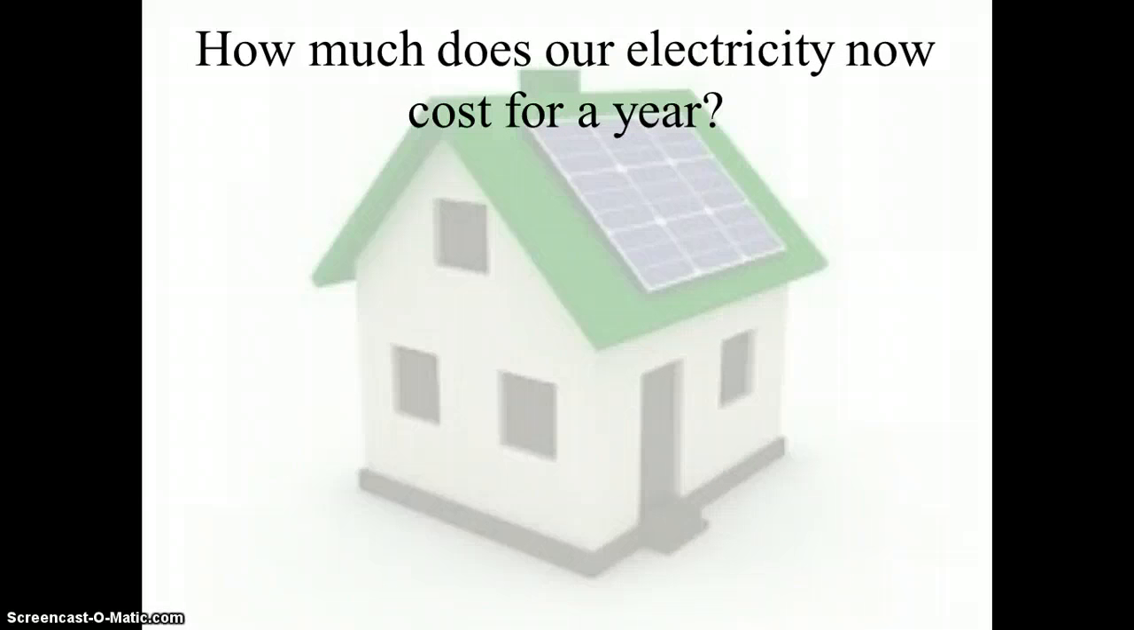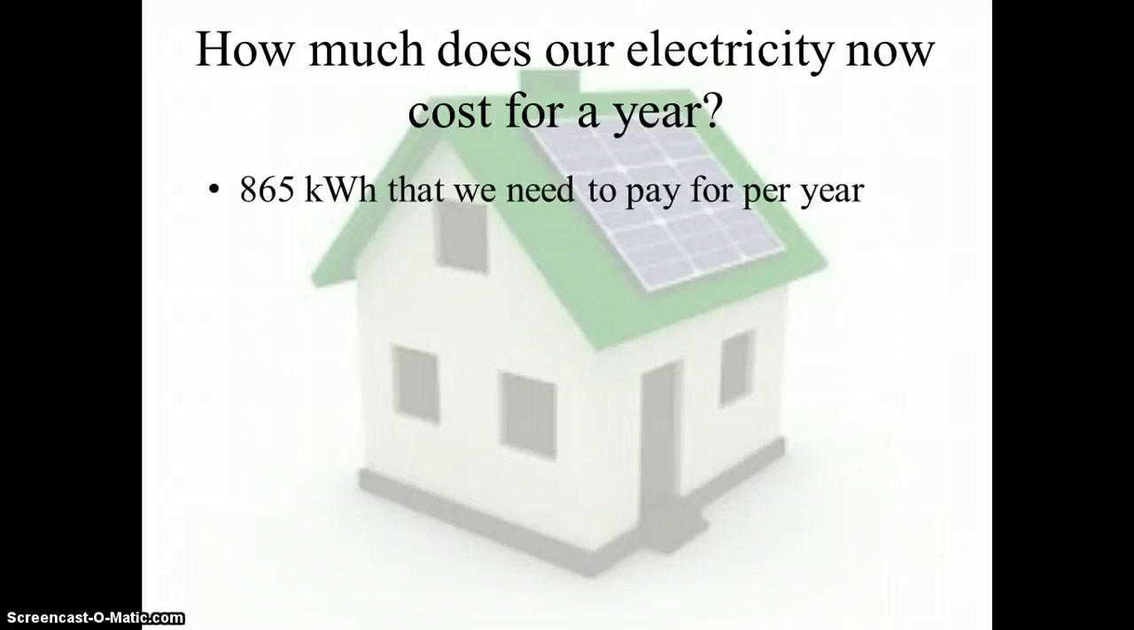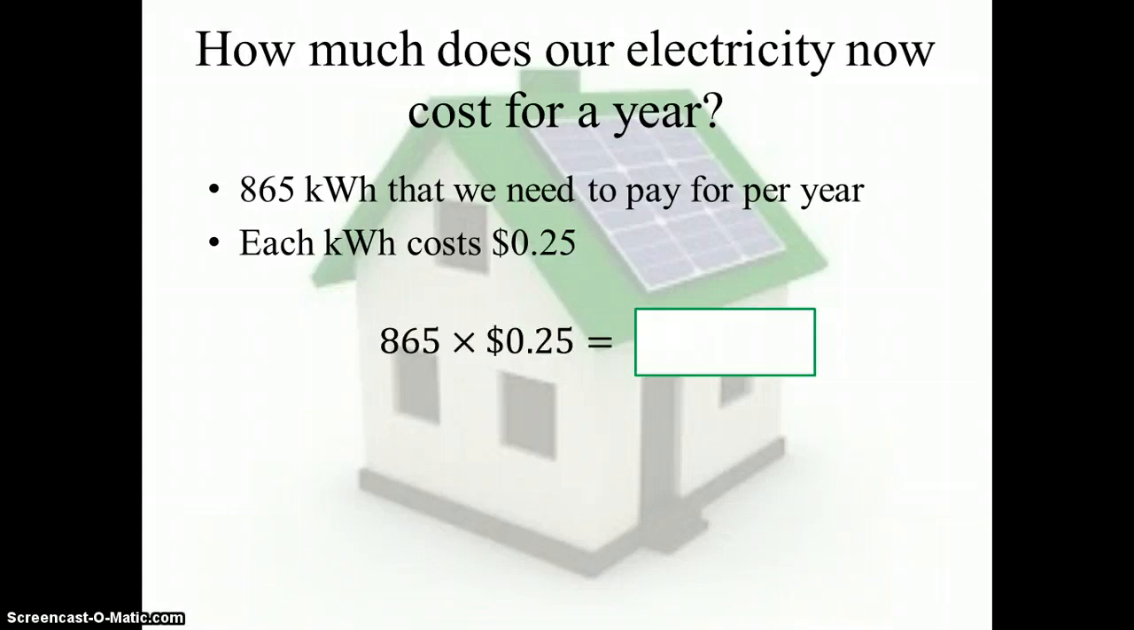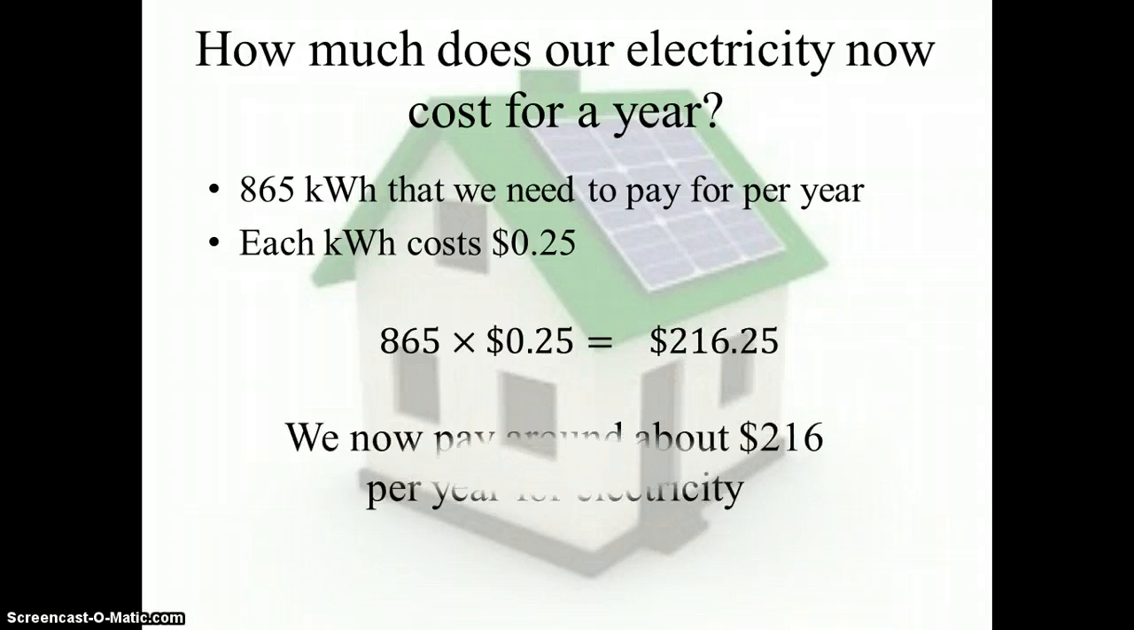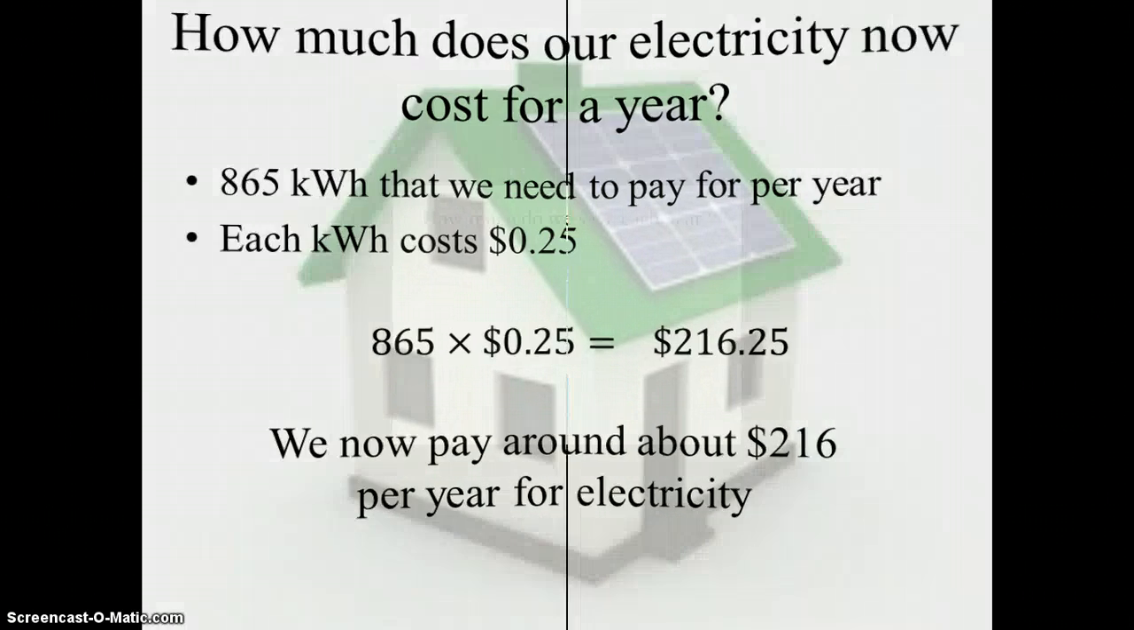So how much does our electricity now cost for a year? So 865 kilowatts is what we need to pay for per year. Each kilowatt costs 25 cents, so we need to multiply those two together. This again is a difficult computation for students to do by hand as it involves decimals, so best to use a calculator. So 865 multiplied by 0.25 gives us a total of $216.25. So we pay around $216 per year for electricity.